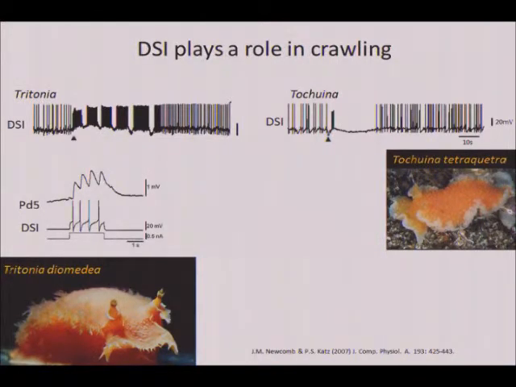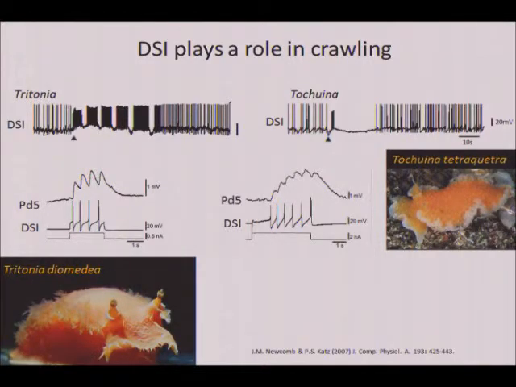However, Bill Frost's lab at Rosalind Franklin Medical School showed that the DSIs also play a role in their crawling behavior. They activate the neurons that turn on the cilia. And here we've shown that if you stimulate a DSI to fire action potentials, you can record monosynaptic EPSPs in pedal 5, which is a neuron that secretes a neuropeptide that turns on the cilia.